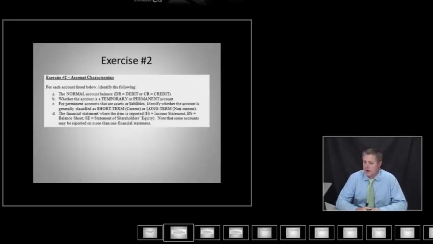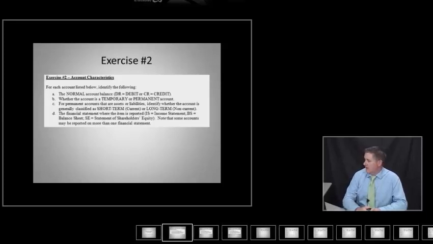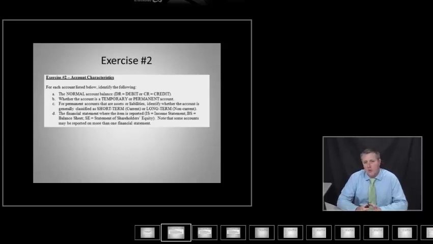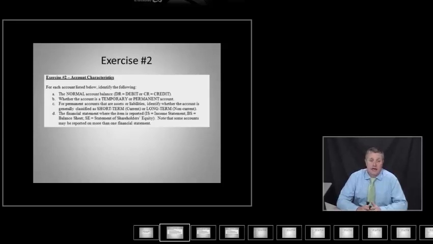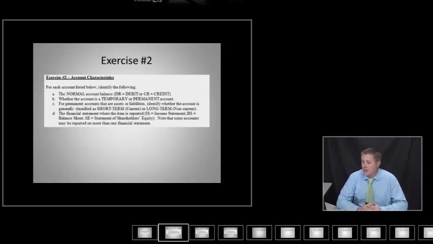So Exercise 2 asks us, for each account listed below, identify the following. Letter A, the normal account balance, whether the normal balance for that account is a debit balance or a credit balance. And again, remember that debit means left side and credit means right side.